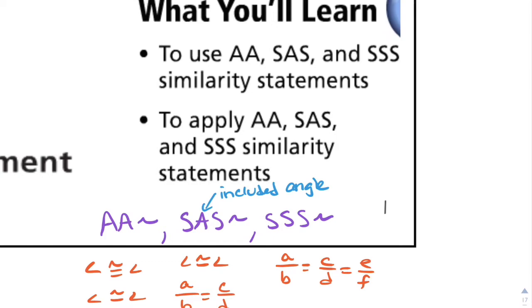And the last one is side, side, side similarity. So if we have 3 sets of sides proportional in ratio to 3 other sets of sides, then we also have enough information to determine that they are similar triangles. We're going to do examples of all of this.